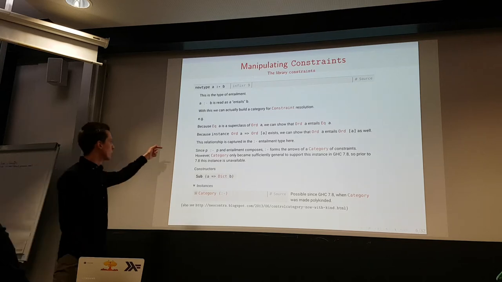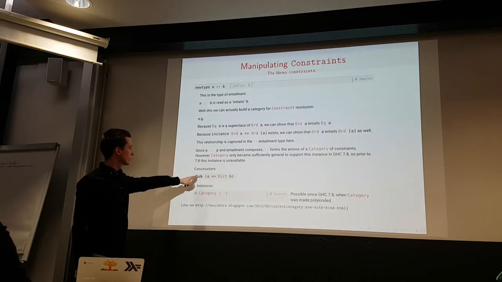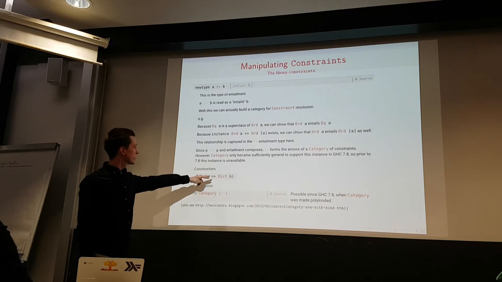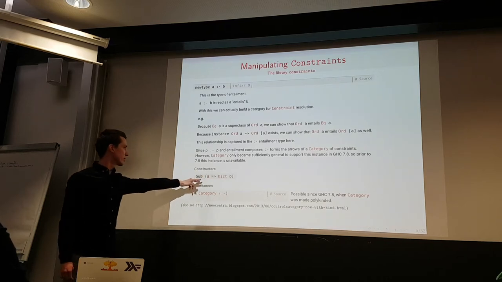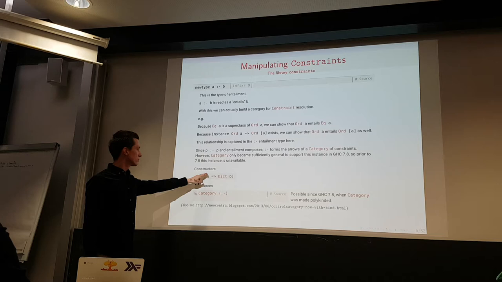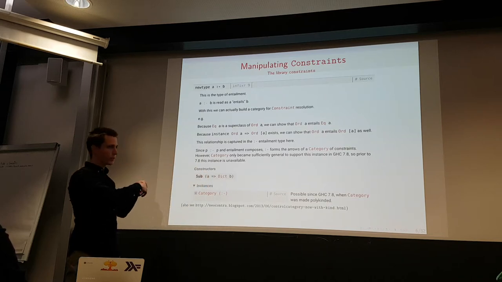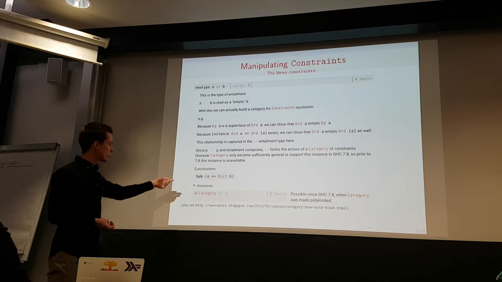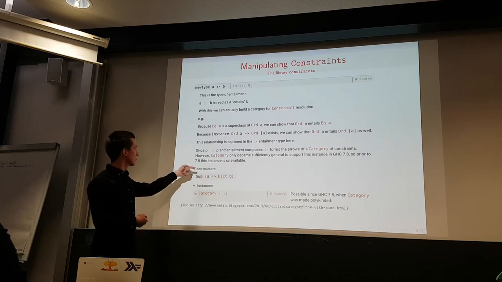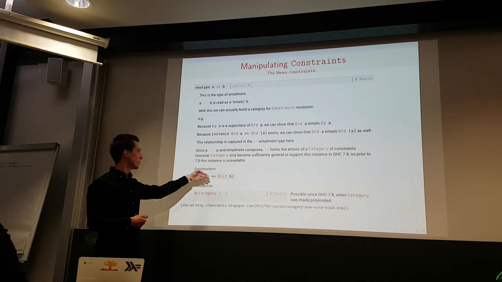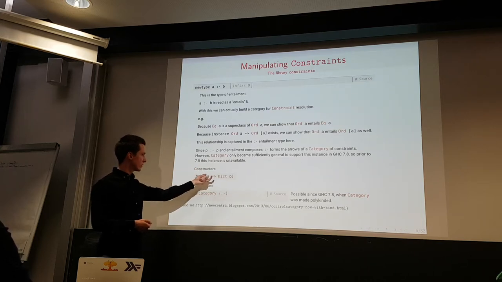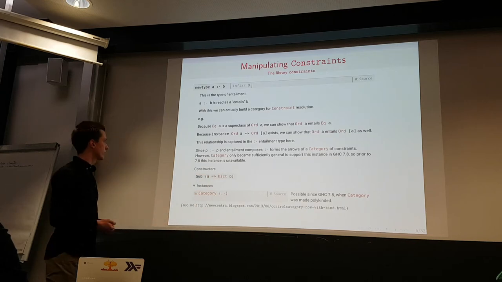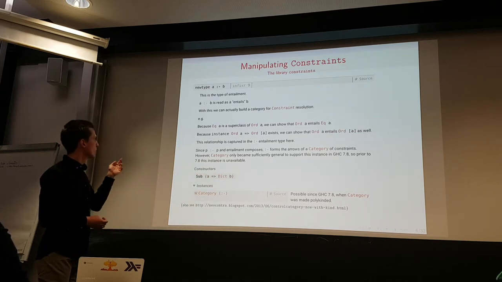So if you look at the constructor of this data type, it has some constraint inside, and so to create such a type, you would need to bring a constraint into scope, and then you can get the dictionary inside.